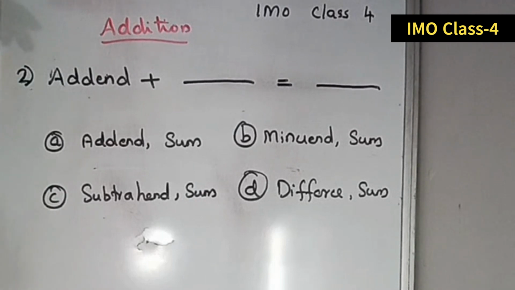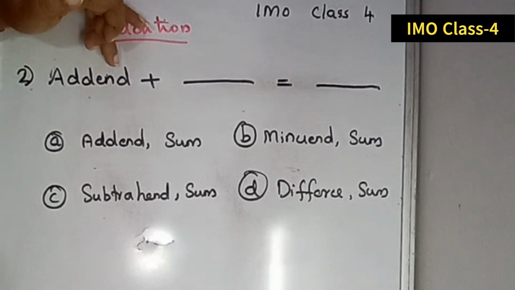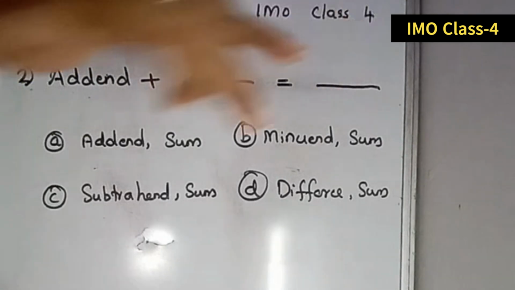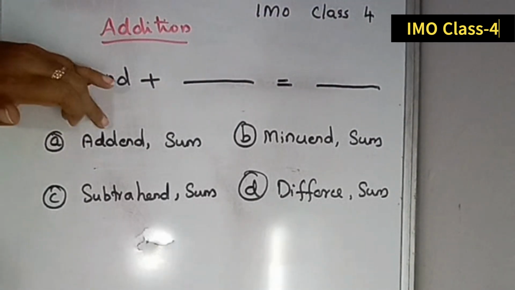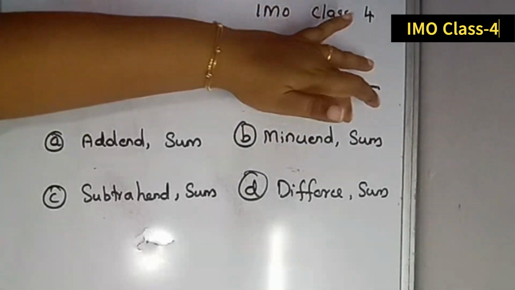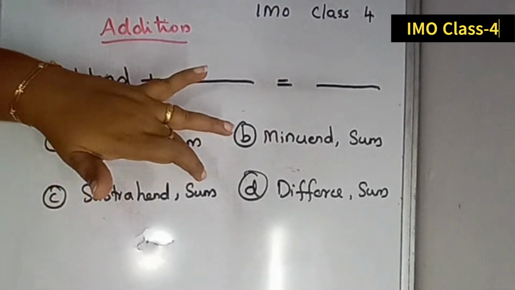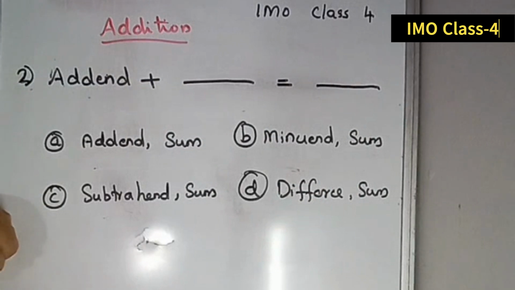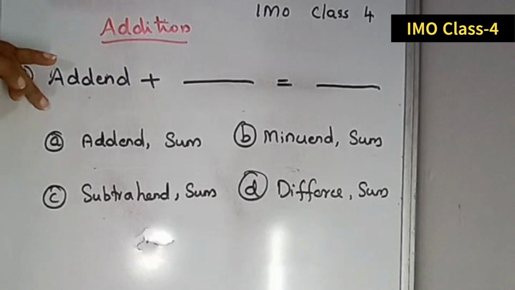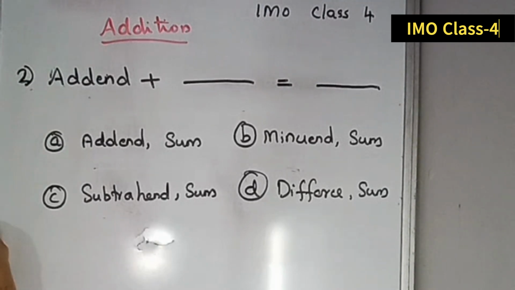Now let's move to the next question, question number 2. Here our question is addend plus dash is equal to dash. And our options are addend, sum; minuend, sum; subtrahend, sum; difference, sum. Now look at the question. We clearly understand that the question is based on the terminologies used in addition. See, what are the terminologies used in addition?